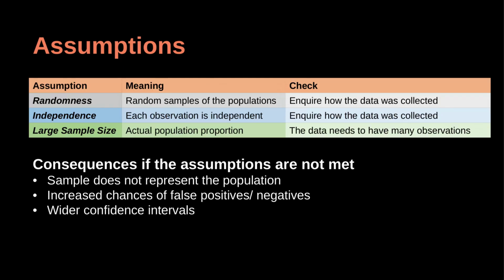Third, large sample size. The test relies on a sufficiently large sample to approximate the normal distribution and ensure valid results. If the sample is too small, the test can become unreliable. If these assumptions aren't met, we risk drawing conclusions from a sample that doesn't reflect the population, making more false positives and false negatives, and getting wider confidence intervals, which means more uncertainty in our estimates. So, checking these assumptions isn't just a formality. It is essential for ensuring the validity of our statistical conclusions.